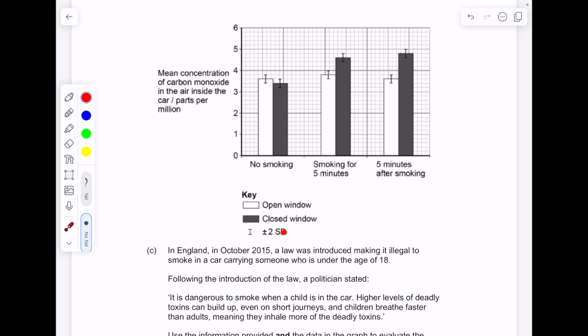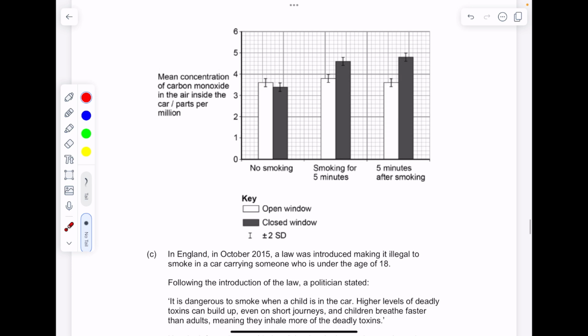So it is obviously important that you know what standard deviation means. It's a measure of how spread out our data is. So the greater the standard deviation, the greater the spread of data. Have a look closely at the error bars here. You can see an overlap between the 2 error bars. And because those error bars are overlapping, it shows that there's no significant difference between the 2 results. And you'd expect that because look, if we're not smoking, why does it matter if the window's open or closed? That's why there's no significant difference here.